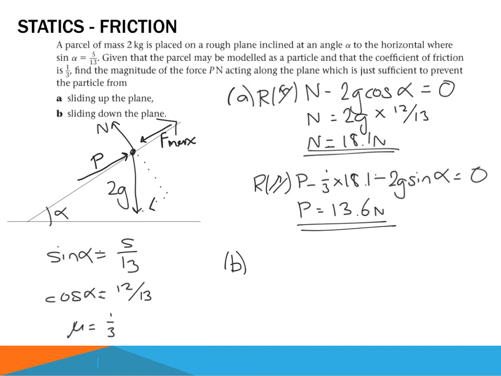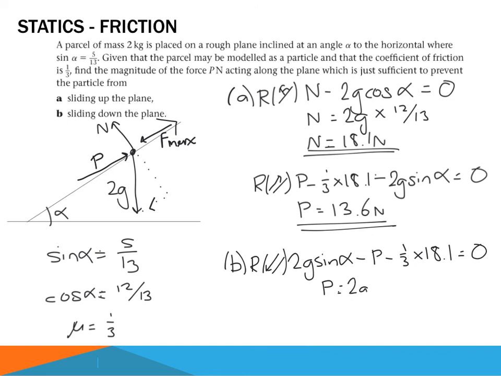Okay, so I just want to consider the way that that's going now when we resolve parallel. So as I said earlier, the normal staying the same, but now we're going to resolve down the slope going parallel. So down the slope we've got 2g sine alpha, we've got that weight component, we've got P going up the slope, so it's negative, and we've got our mu N going up the slope as well. Okay, and we're solving to find this small force P, which is just enough to stop the particle from sliding down the plane. So it's a minus P in the equation at the moment, so I can add that to get it to the other side.